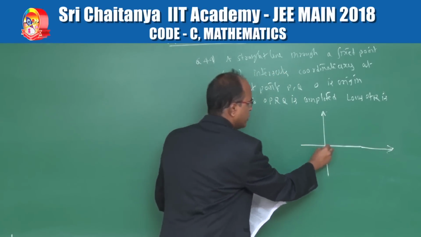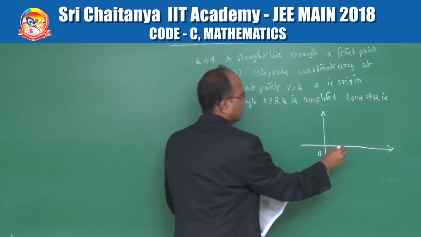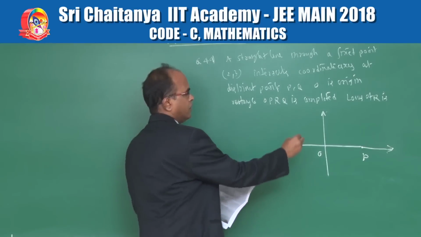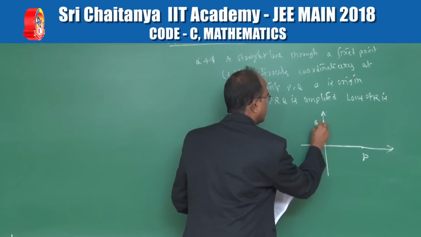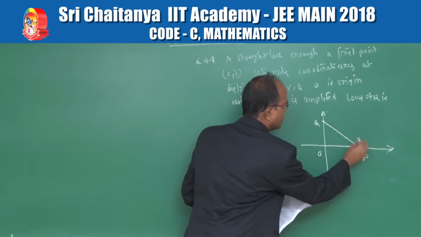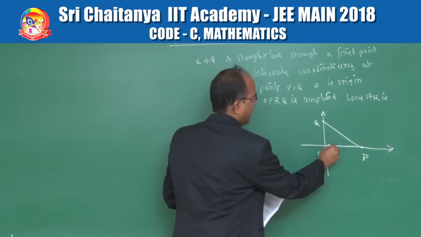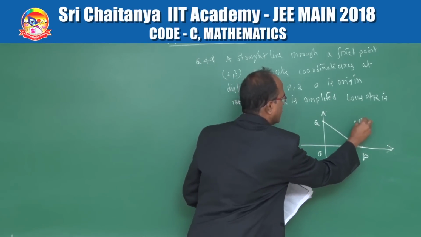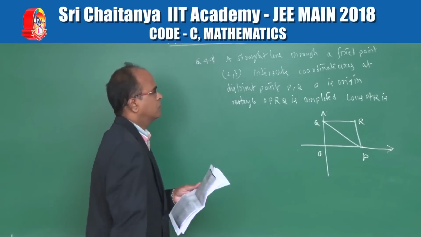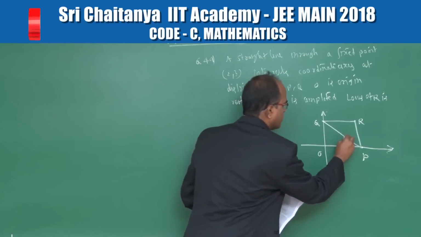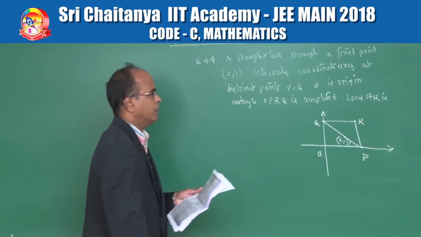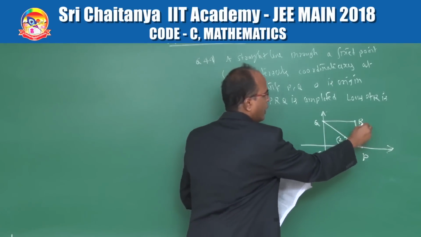O is origin, the point where the straight line cuts x axis and y axis are P and Q, and join PQ. The rectangle OPRQ looks like this, and the straight line is passing through the point (2, 3). And our interest is to find the locus of R.